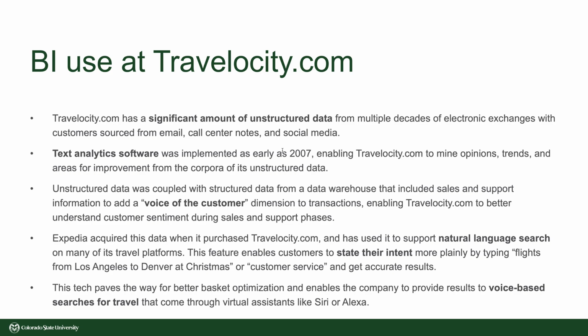So understanding that they had all of this unstructured data, in 2007, Travelocity started using text analytics software to mine opinions and trends and other areas for improvement from the corpora of that unstructured data. And the idea was that they would then couple that with structured data from their existing data warehouse that included sales and support information to add this voice of the customer dimension to transactions. And that would then enable Travelocity to better understand customer sentiment during the sales and support phases, right?